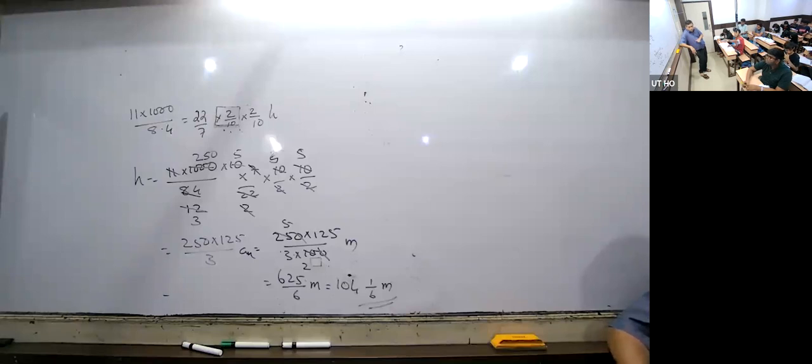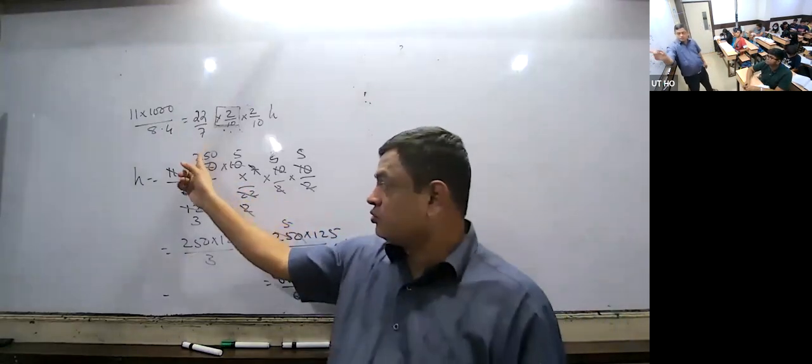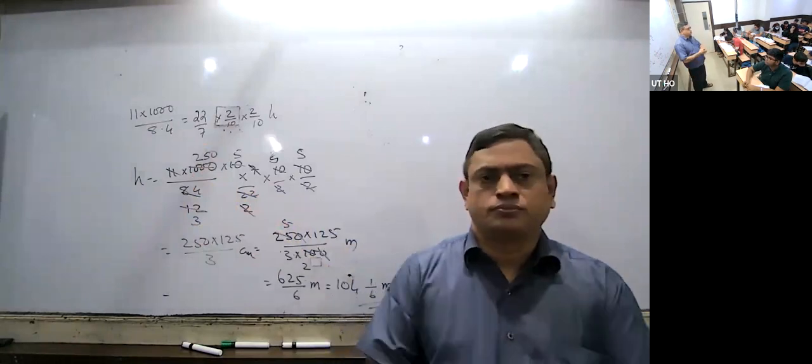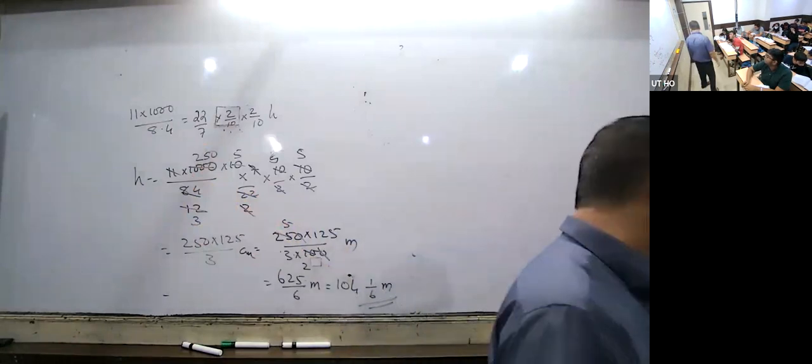12 is simplified with this one; 12 sevens are 84. 250 into 4 is 1000. 3 fours are 12. Actually, cancellation is the way here.